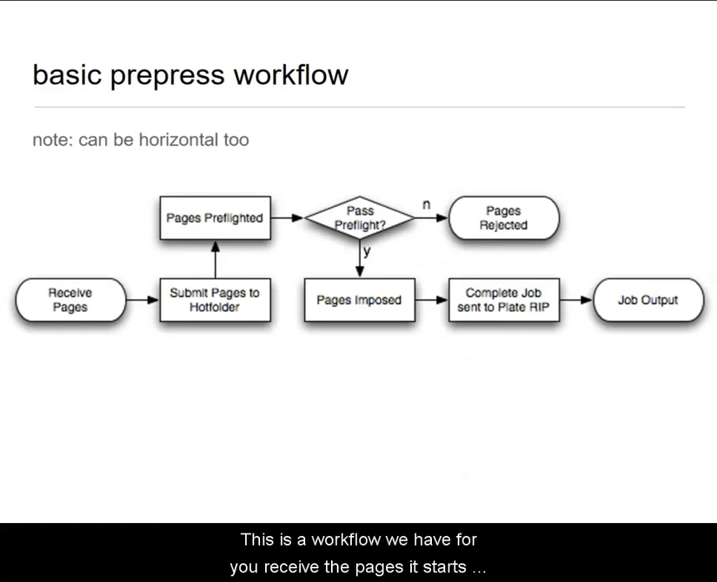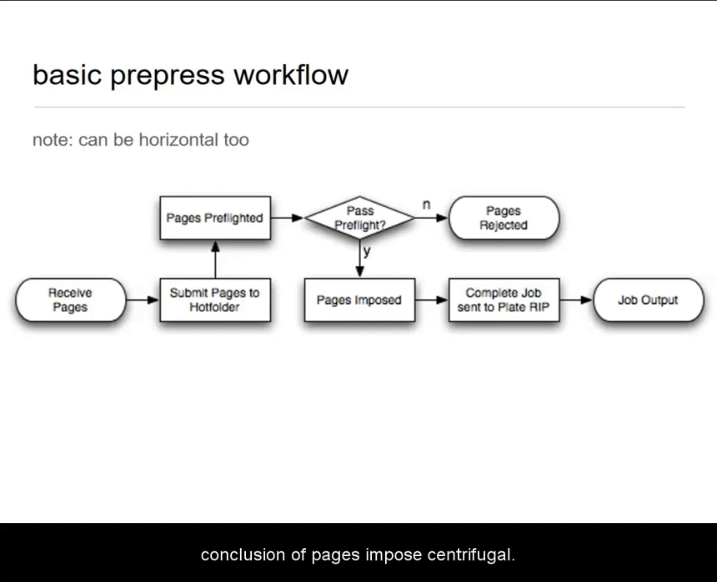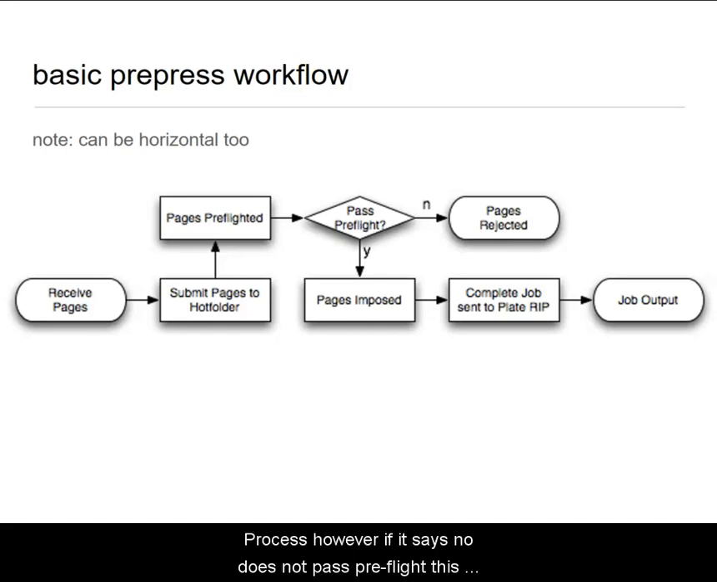This is a workflow we have for when you receive the pages. It starts the process, submit pages to hot folder, goes to the pre-flight. There's a decision node, pass pre-flight, yes or no. If yes, it goes to the logical conclusion of pages imposed, sent to RIP, and then you have the output, which is a valid process.